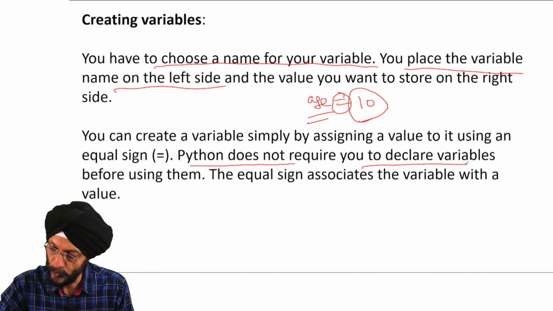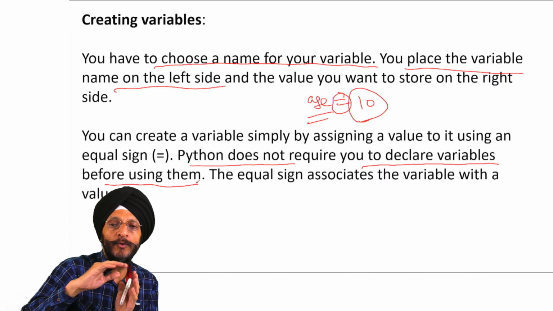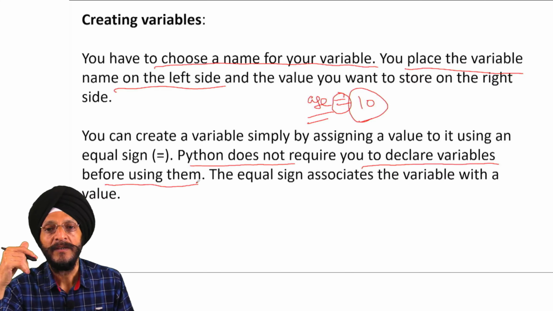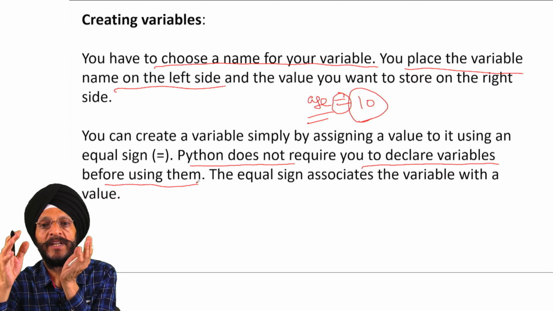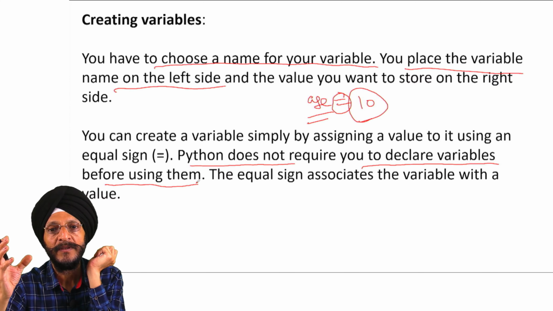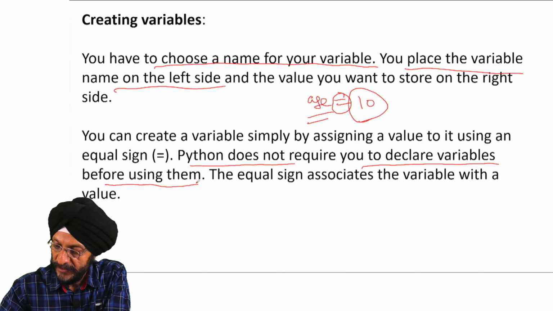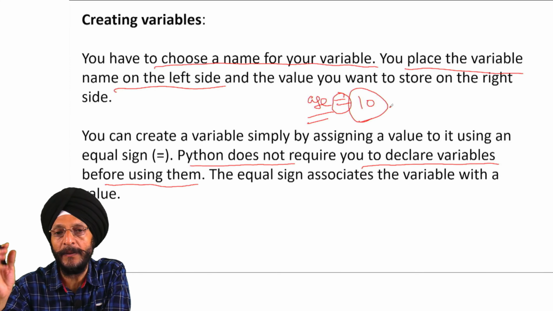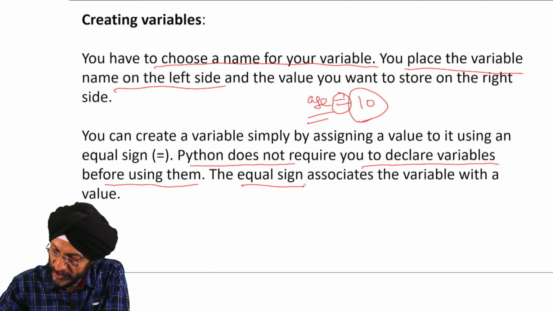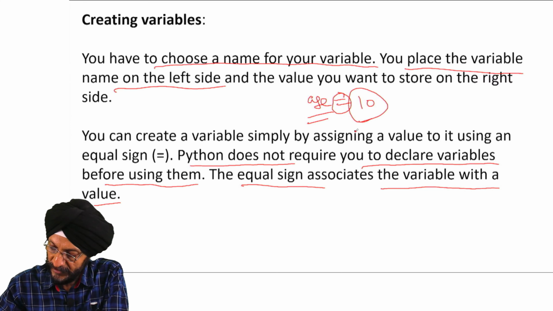Python does not require you to declare variables before using them. That is, when you are writing the code, you do not have to declare what the data type of the value is. We will understand what the meaning of data type is. Here 10 is an integer, or simply a number. The equal sign associates the variable with a value. Here you can see that this equal sign is associating the variable with the value.